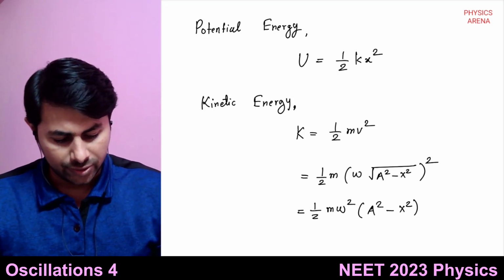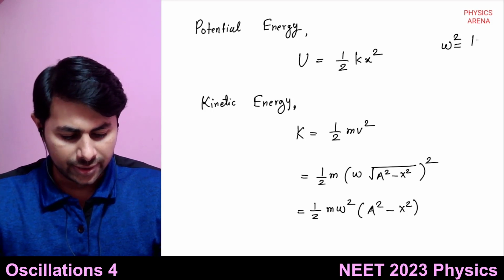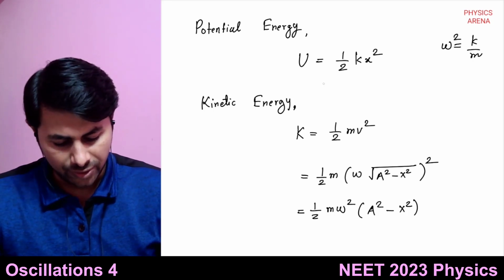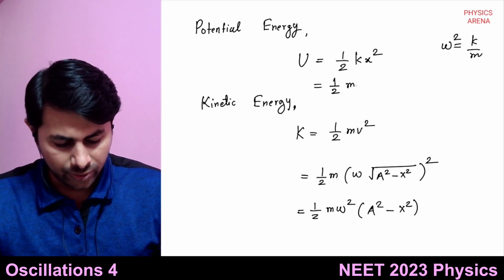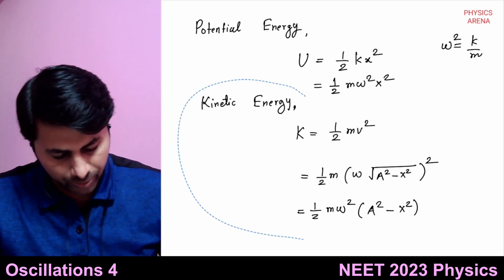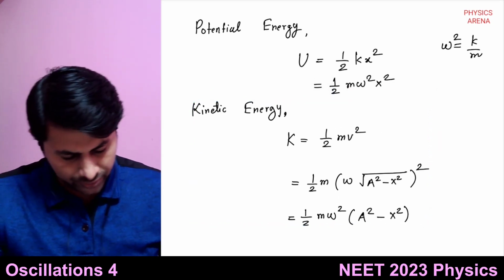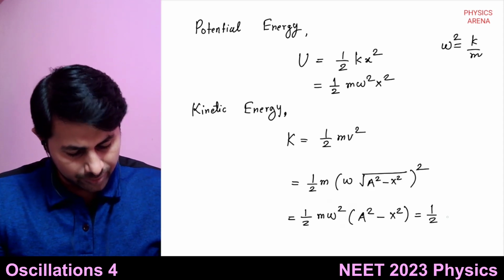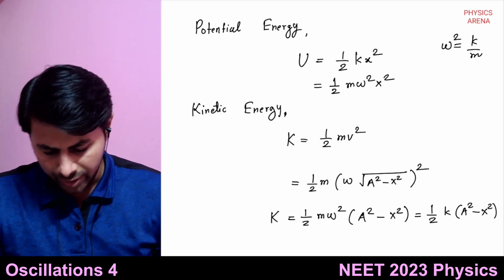Then we can use the formula for the spring constant. We know omega equals square root of k by m, or omega square is k upon m. That means k is equal to m omega square. So we can write potential energy as half of m omega square multiplied by x square. This is another formula for potential energy. And similarly, for kinetic energy, m omega square is equal to k, so it is half of k multiplied by (a square minus x square). So we get another formula for kinetic energy also.